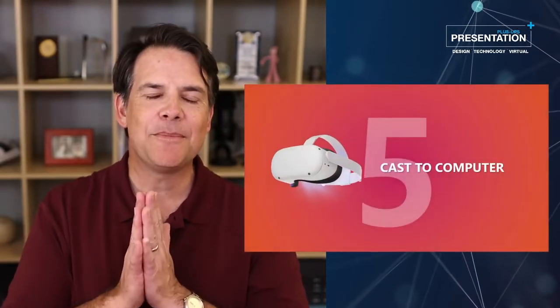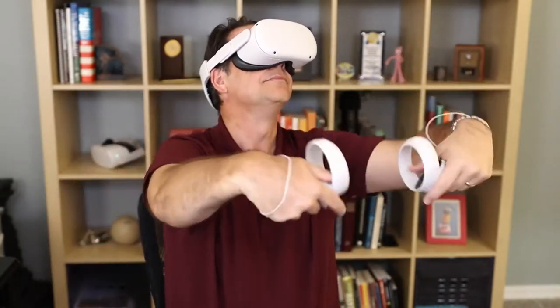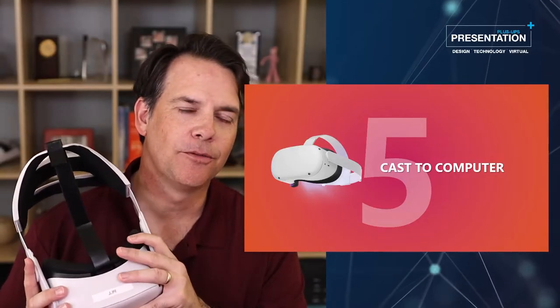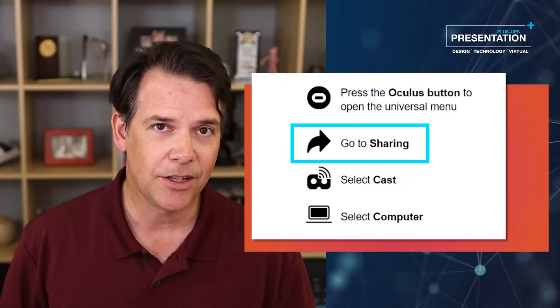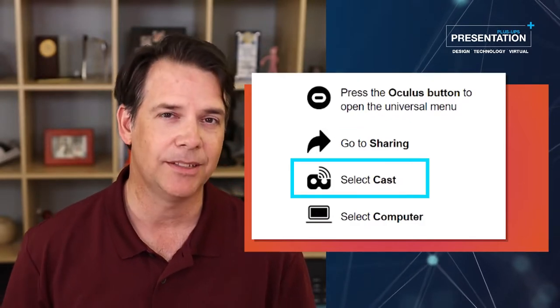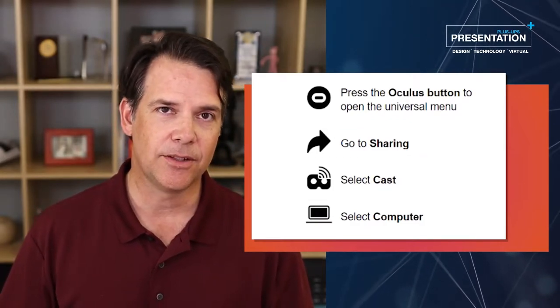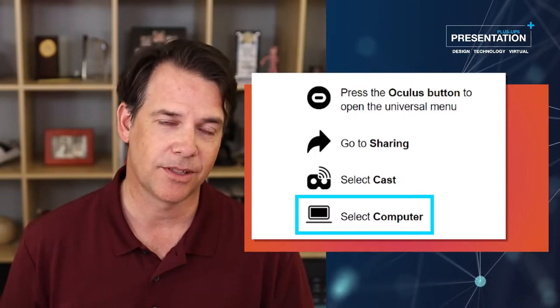All right, it's time to cast to your computer. You're going to need to put on your VR headset, and you're going to look for a little orange share button. Once you've selected that, you're going to see the opportunity on the top left to hit the cast button, and then ultimately to select either your mobile device or your computer. You're going to want to select your computer.